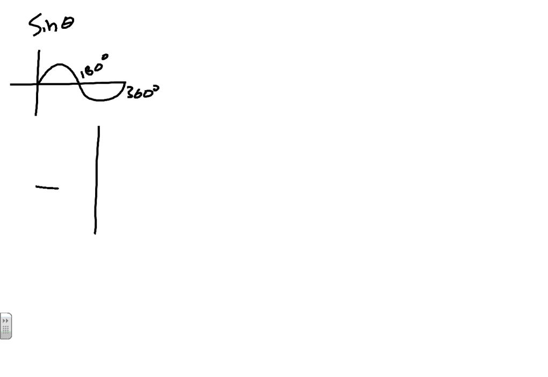So let's take a look at sine of these angles. So if we consider sine of theta. Now the graph of sine, just the first period of the graph of sine, looks like this, where this is 360 degrees, 180 degrees. So as we tour around, that's not too bad. As we tour around, sine of 0 is 0.